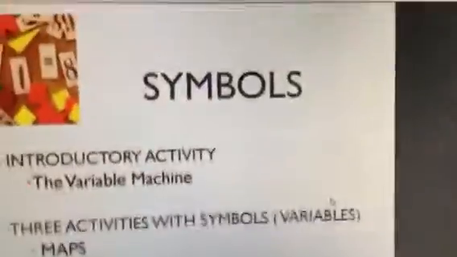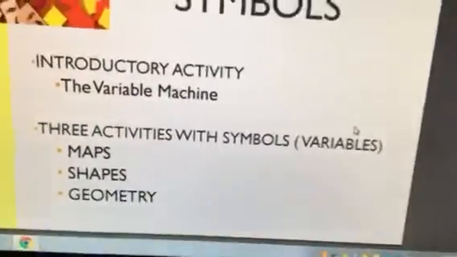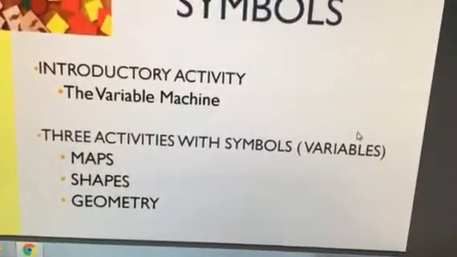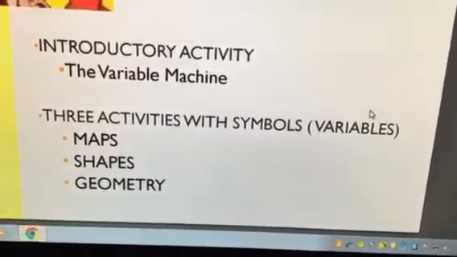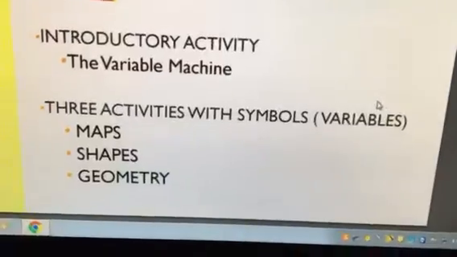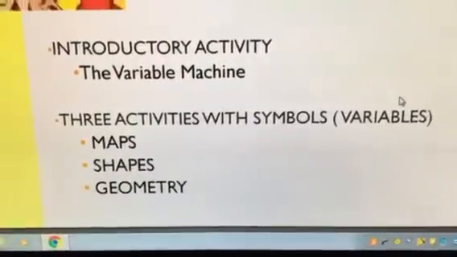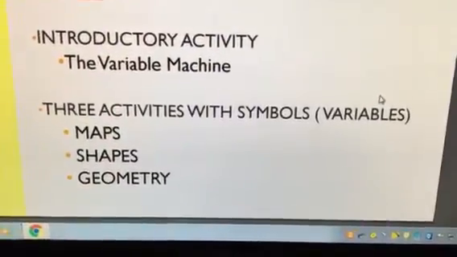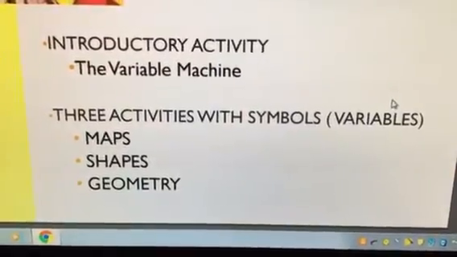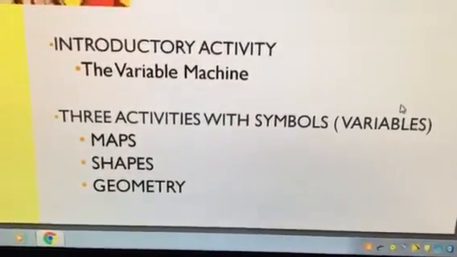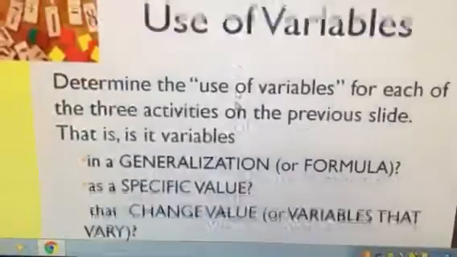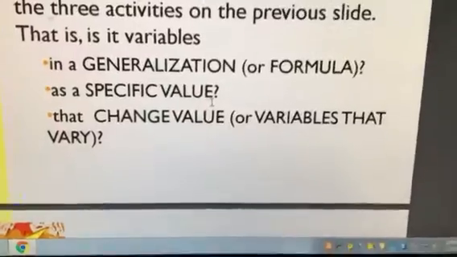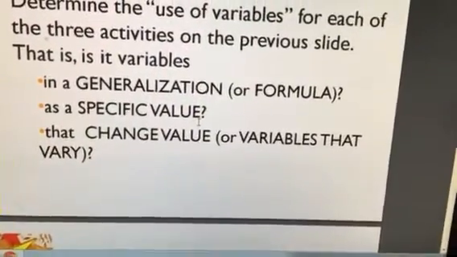Variable machine activity. I think of that as that little Rolodex type problem. You made the variable machine. You did what your name was worth, and if you assign A a certain number, like a secret code. And then we did a map problem. We did shapes. And we did the geometry problem. So from that, these three uses of variables, you have to know this.